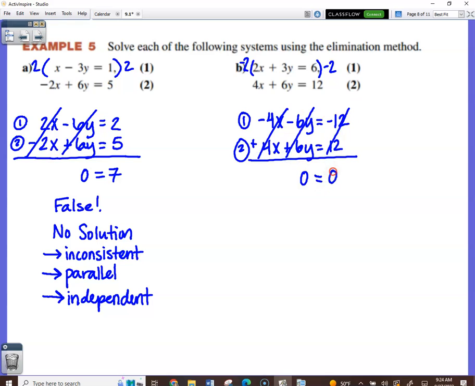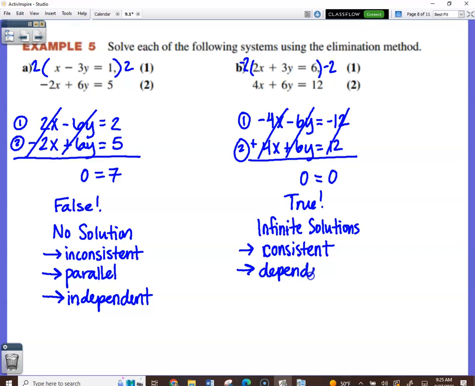0 equals 0, which means infinite solutions, all real numbers, right? If they're infinite, all real numbers, they're the same line. Y'all can write this tomorrow if you want. I'm going to go ahead and write it in the video. It is consistent because they do touch. However, they are dependent because it's the same line.